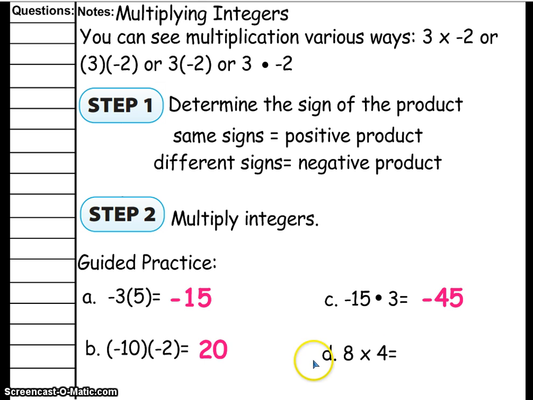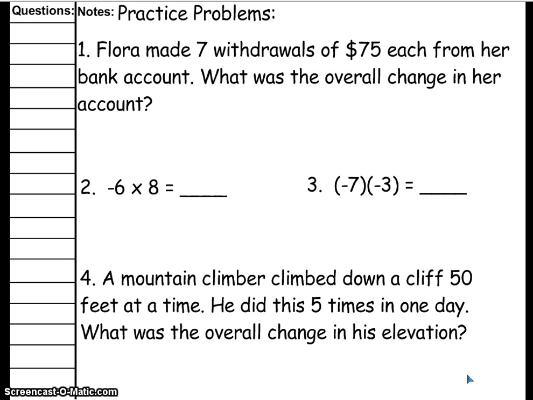Practice problem D, +8 times +4. Since both signs are the same, they're both positive, my answer is positive, 32. Here are your 4 practice problems for multiplying integers. Please write the questions and solve the problems.